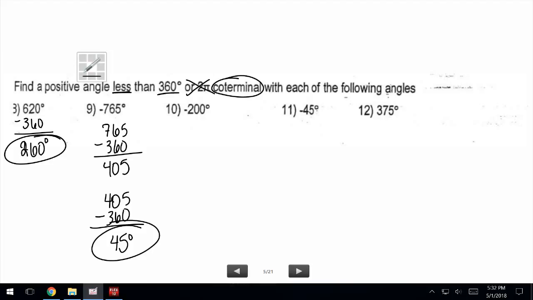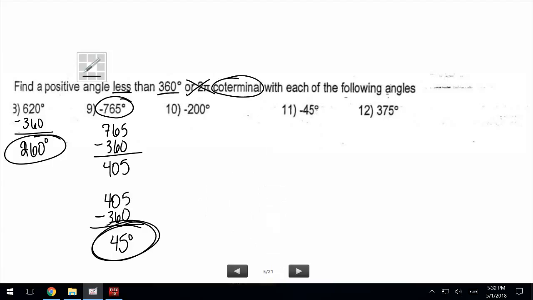So what that means is if you graphed negative 765 and you graphed 45, they would both stop on the same exact line. Let me show you. You don't have to do this. Negative 765 would mean I would go down and around once, down and around twice, and then 45 more. And then the other one would stop on this same exact line. That's all it means, okay?